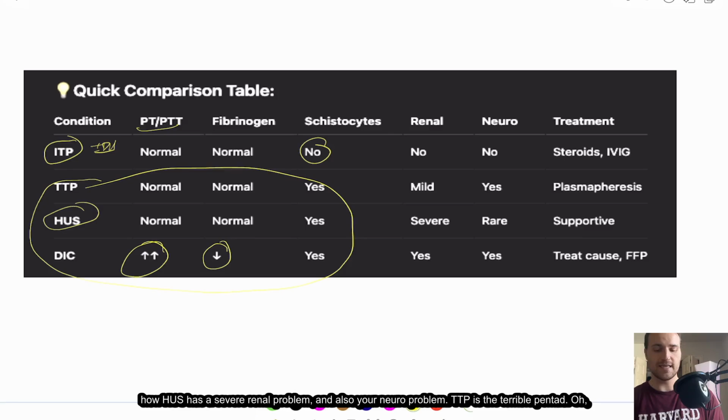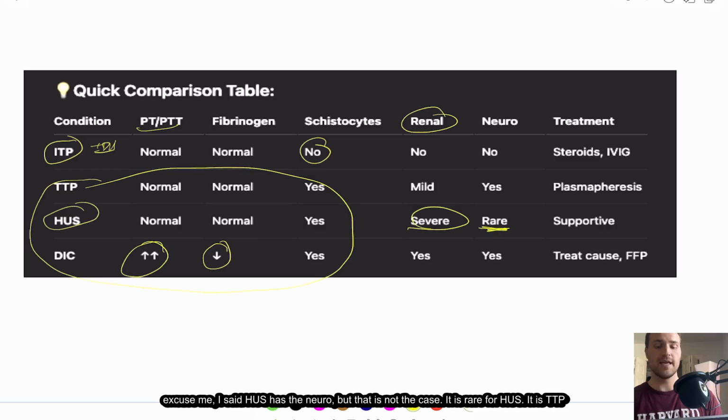Notice how HUS has a severe renal problem and also your neuro problem. TTP is the terrible pentad. Oh, excuse me. I said HUS has the neuro, but that is not the case. It is rare for HUS. It is the TTP that has the neuro. See, the mnemonic helped me just recall that right now.